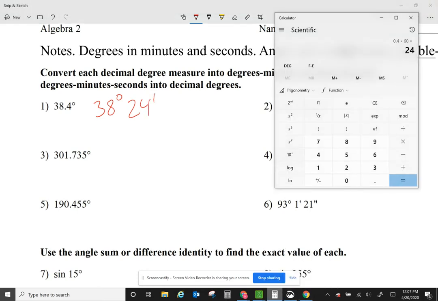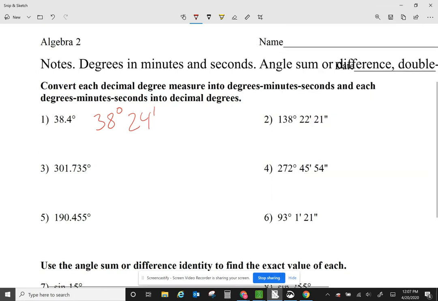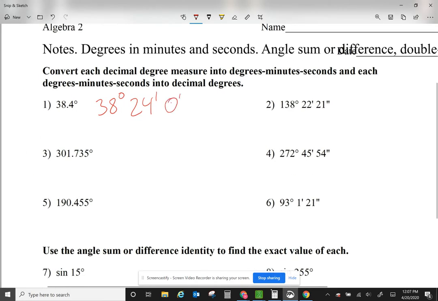Now my number came out as a whole number, so that's it. It didn't come to me as a decimal, so I have 0 seconds. If I would have gotten my result as a decimal still, I would have gotten some seconds.